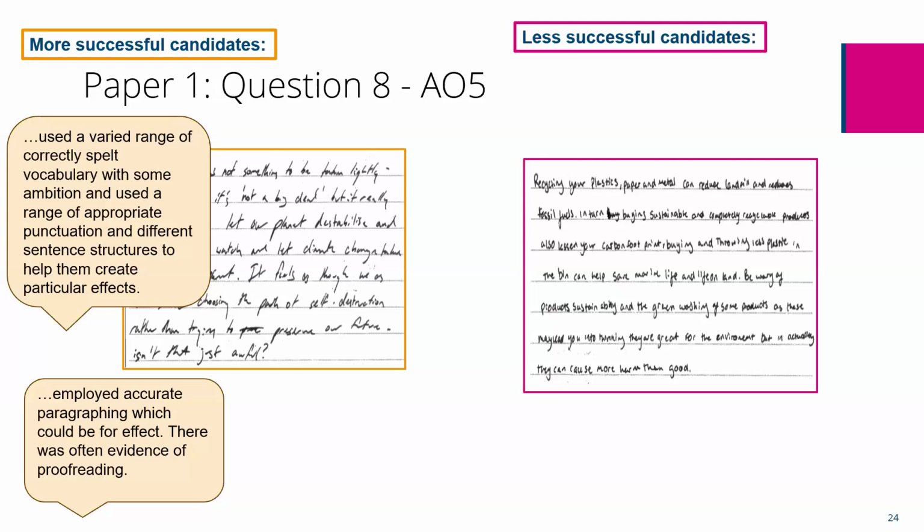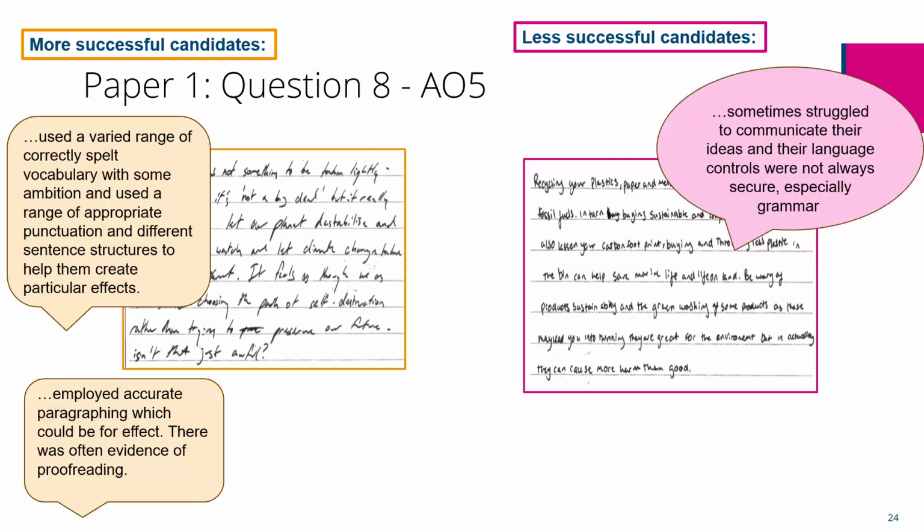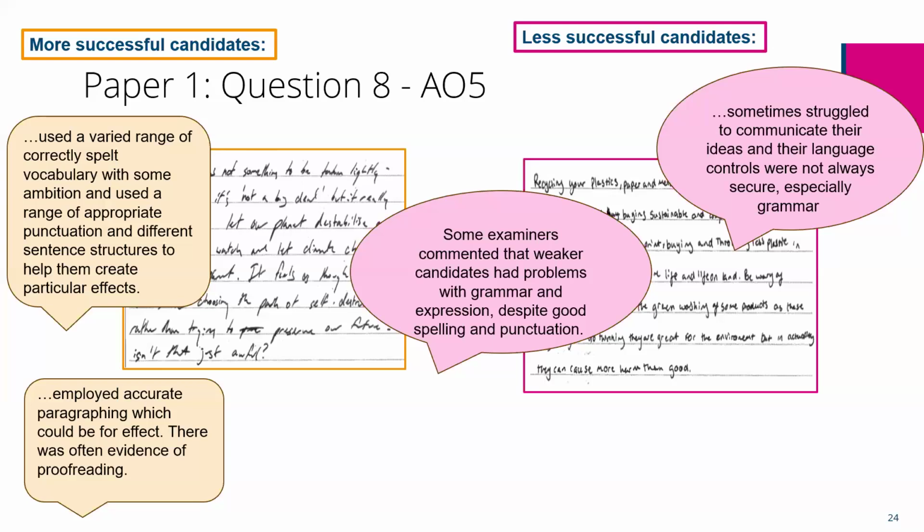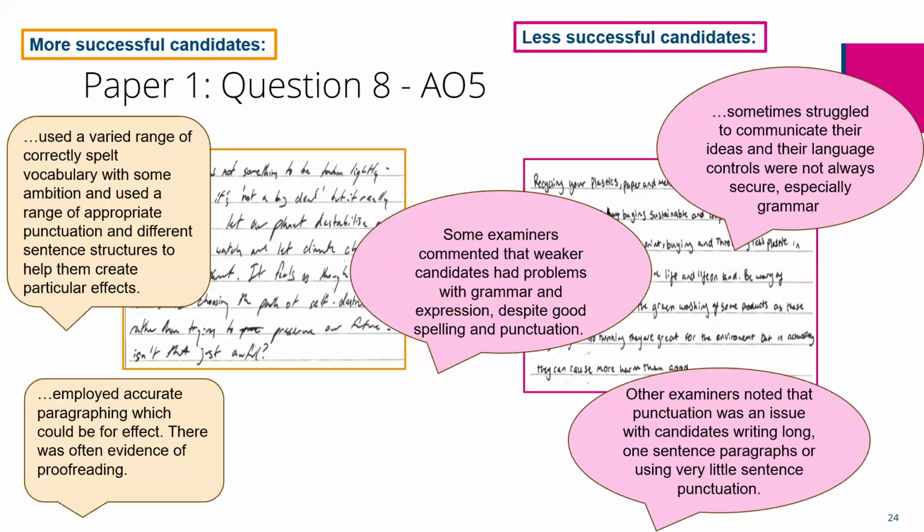And then less successful responses sometimes struggled to communicate their ideas, and their language controls were not always secure, especially the grammar. Some examiners commented that weaker candidates had problems with grammar and expression, despite good spelling and punctuation. And other examiners noted that punctuation was an issue, with candidates writing long one-sentence paragraphs or using very little sentence punctuation.